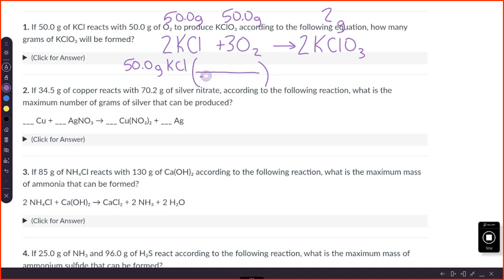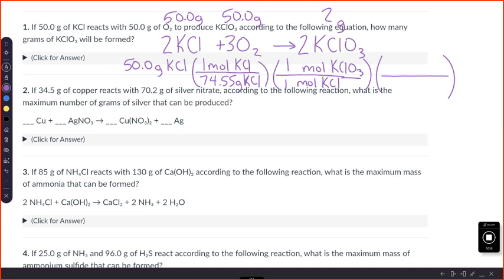converting that, 74.55 grams of KCl is 1 mole of KCl. We don't want mole of KCl, so it's going to go to the bottom. We want mole of KClO3. I see a 2 and a 2, so it's a 2 to 2 or a 1 to 1 ratio. And last, 1 mole of KClO3 has a molar mass of 122.55 grams KClO3.